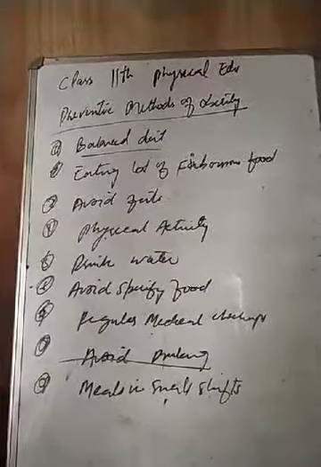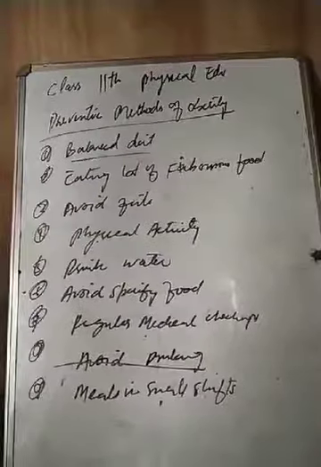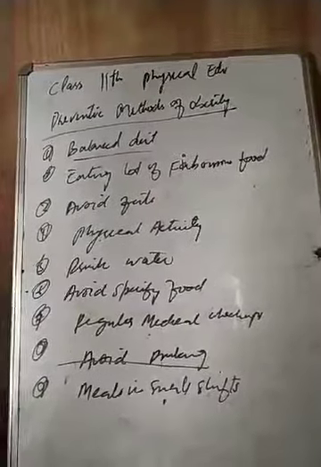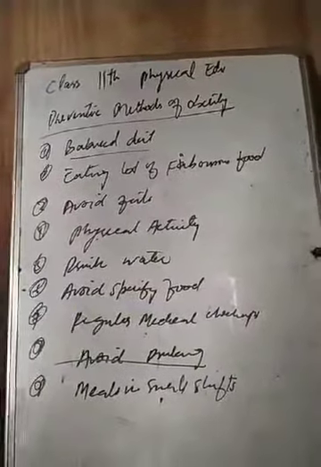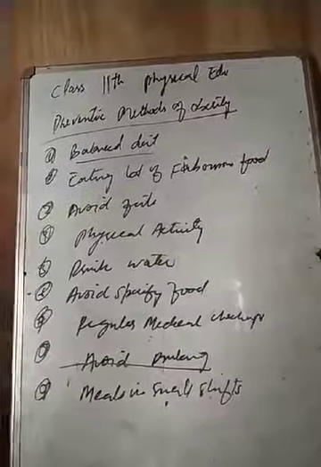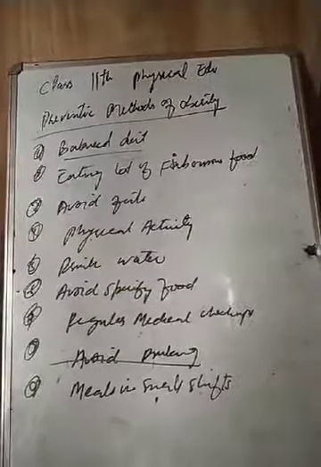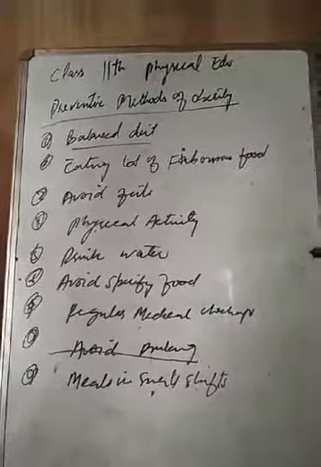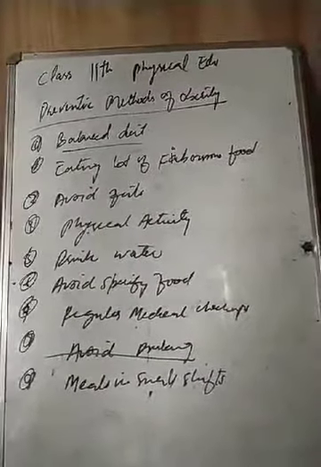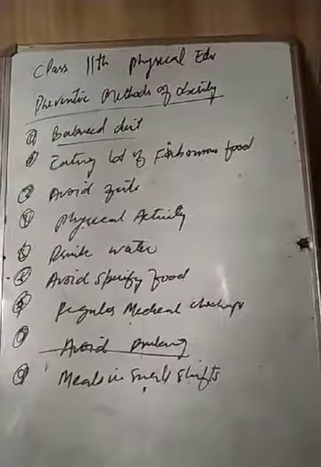Number eight, avoid drinking. An obese person should strictly avoid drinking, smoking, alcohol, and chewing tobacco. We should avoid these things so that they can give fitness to our body. Meals in small portions. The diet should be taken in small amounts at some intervals, rather than big heavy meals. After that, when our stomach feels the pain of hunger, then we should eat more food.